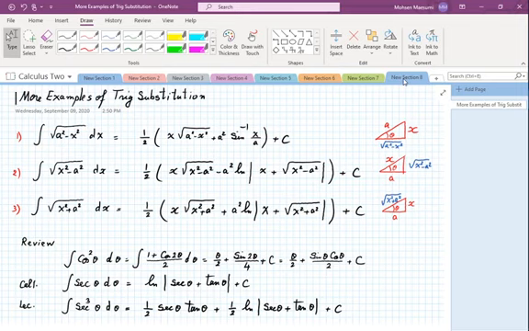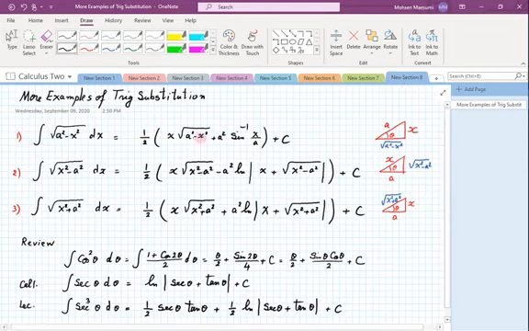Hi, welcome to another lecture on Calculus 2. Today we are going to continue our conversation about trig substitutions. I'm going to explain these three integration problems. We mentioned them at the beginning of the previous lecture.